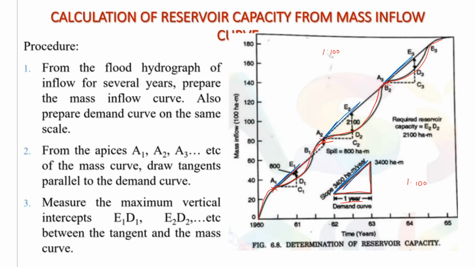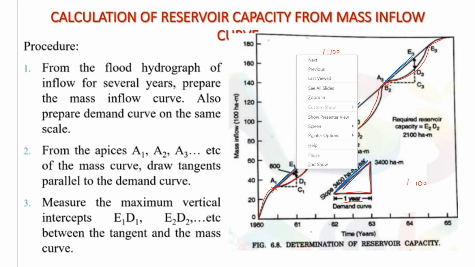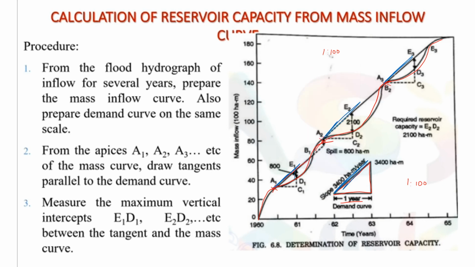That is nothing but its vertical intercept, drawn starting from the tangent to the curve. So in this curve, for this particular tangent, E1 D1 is the vertical intercept, here E2 D2 is the vertical intercept, and in this one E3 D3 is the vertical intercept.